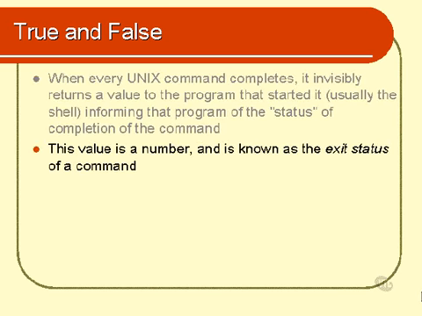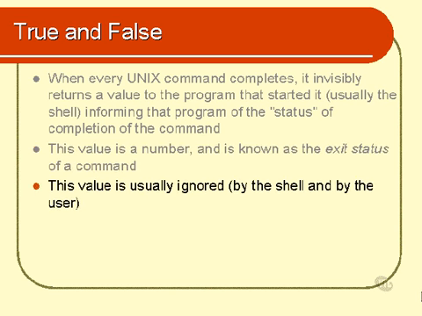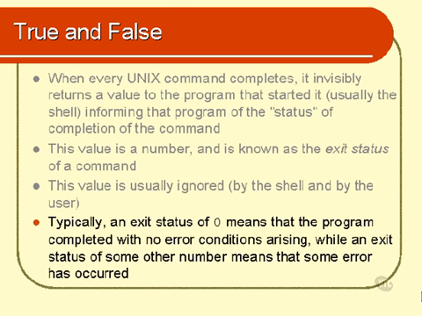The value that gets passed back is actually a number, and we call it the exit status of the given command. Now, this has been happening all the time ever since we've started using Unix, and most of us are blissfully unaware of the existence of this exit status, but it's there. We usually ignore it, as does the shell. But we're not going to ignore it anymore. It's actually pivotal to this entire chapter. So let's have a look at it. An exit status of 0 usually means that the program completed with no error conditions arising.